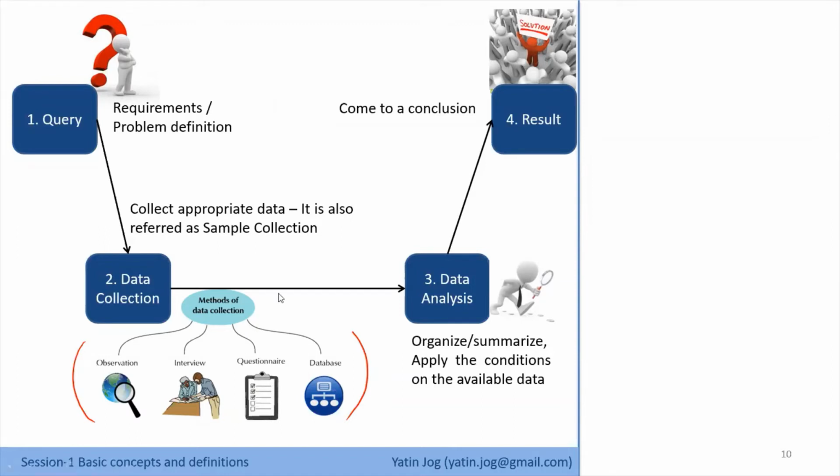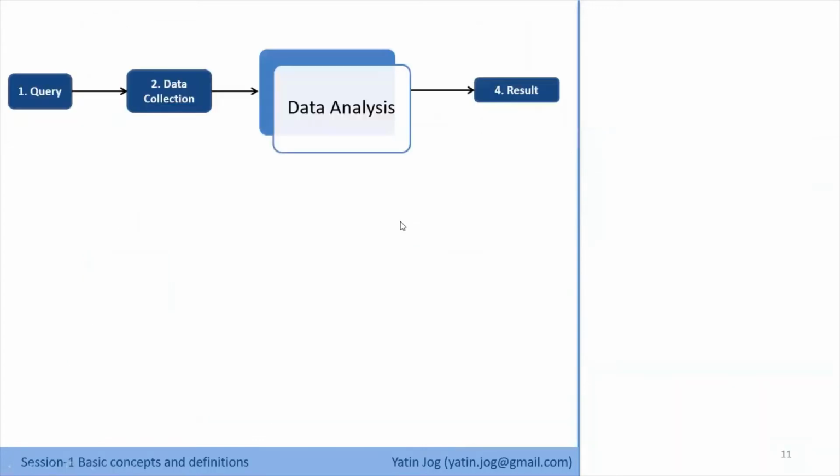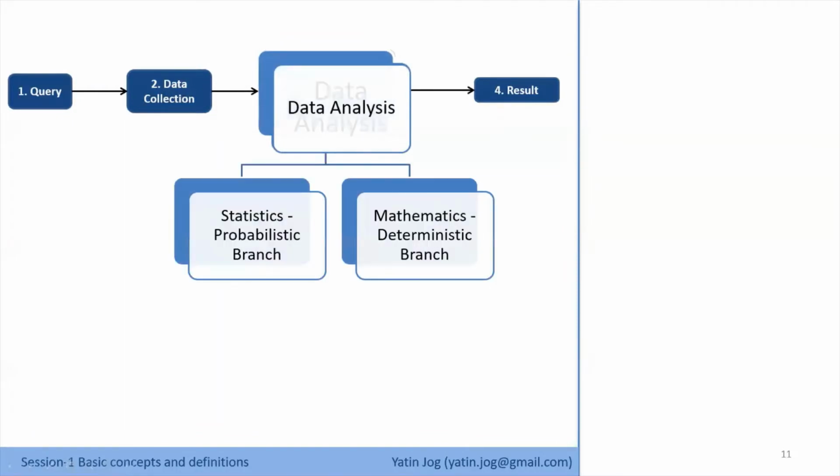So this is the answer to how to do statistics, or how to do analysis. It is a 4-step approach: define the query, collect the data, analyze the data, and represent the analysis. And as we have discussed, in data analysis we have 2 branches of calculations: statistics, which is a probabilistic branch, and mathematics, which is a deterministic branch of calculation.